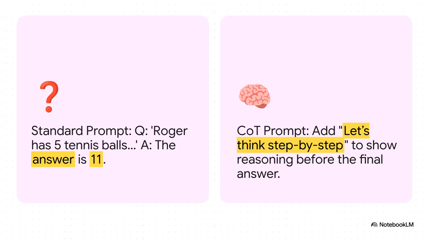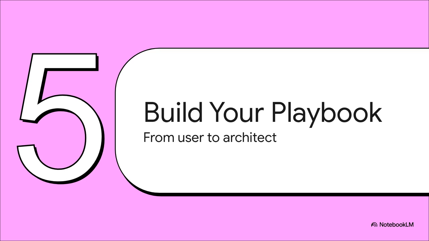This little trick is called chain of thought prompting, and just look at the difference. On the left, a standard prompt just gets you the final answer, which, by the way, could be wrong. But on the right, just by adding that magic phrase, let's think step by step, you force the model to break down its logic. It shows its work, and that dramatically improves accuracy for math, logic, or any kind of multi-step problem.